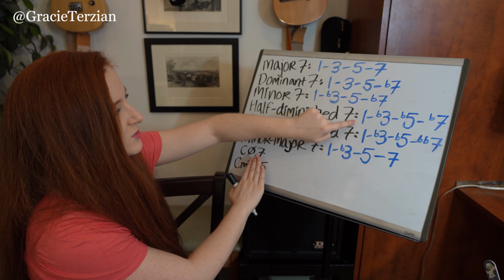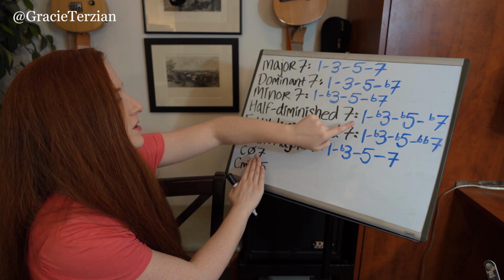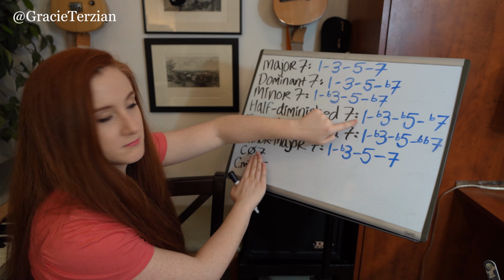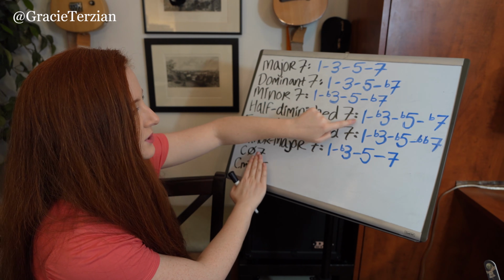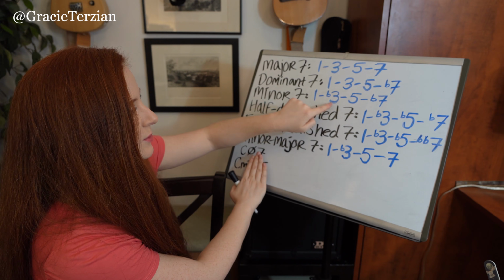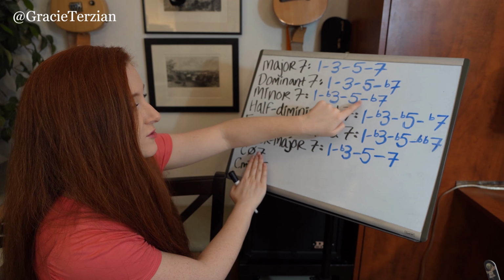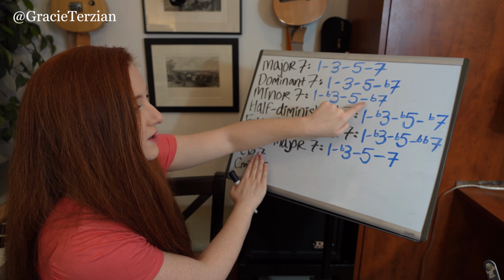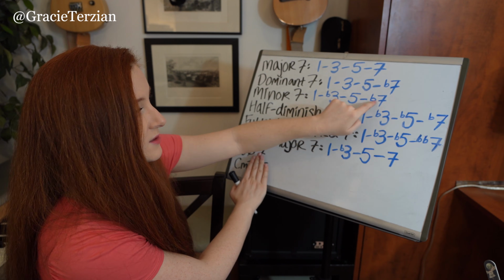What is the difference between the minor 7 formula and the half-diminished formula? Tell me, what's the difference between these two formulas? They both have a 1, right? They both have a flat 3. There's a difference here. This one has a normal 5, and this one has a flat 5, and they both have a flat 7.